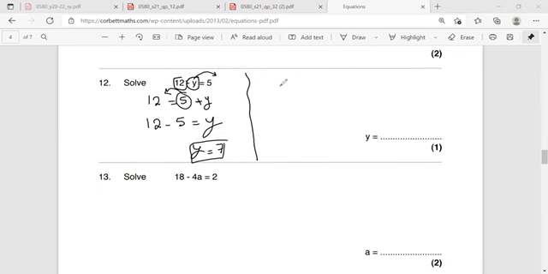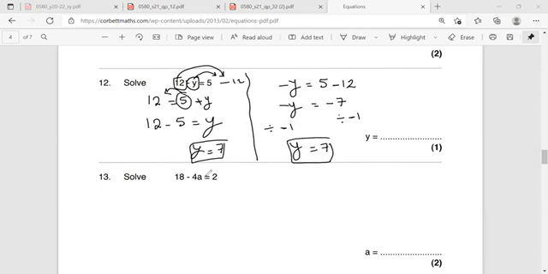Or I could have solved this question by moving the 12 instead of moving the negative y. So I'll say that negative y equals 5 minus 12. 12 here is positive, so it will move to the other side as negative 12. Negative y equals negative 7. So at the end, to cancel the negative sign, as if I'm dividing by negative 1, or multiplying by negative 1, it will work also. So I will have here y equals 7, which is exactly the same answer as here.